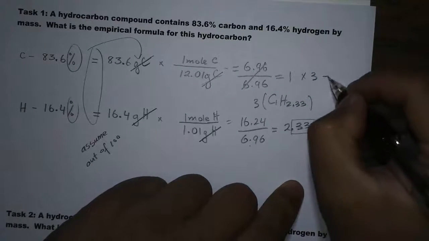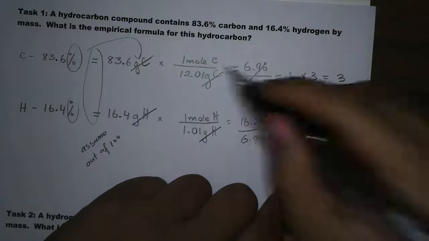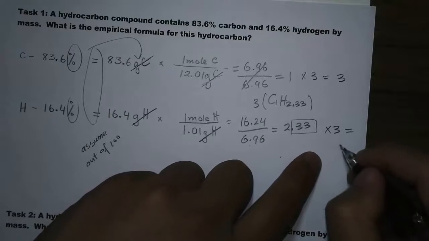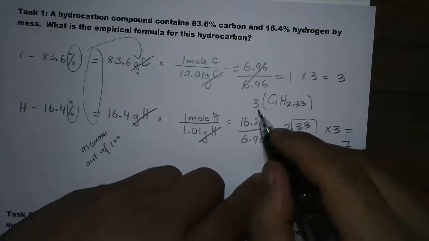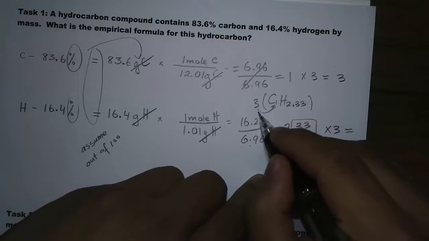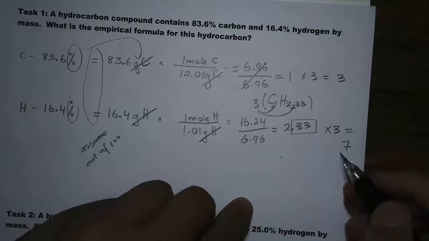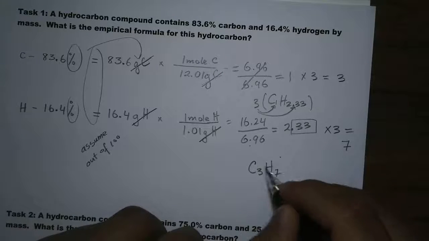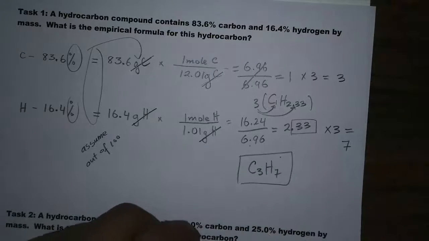Okay? And that will give us 3 carbon. And 2.33 times 3, that gives us 7. Or if we can multiply and distribute right there, it's the same method. So our answer is C3H7. This is our empirical formula.